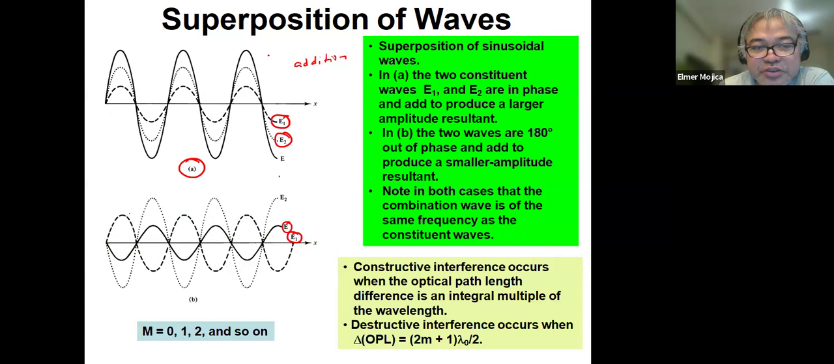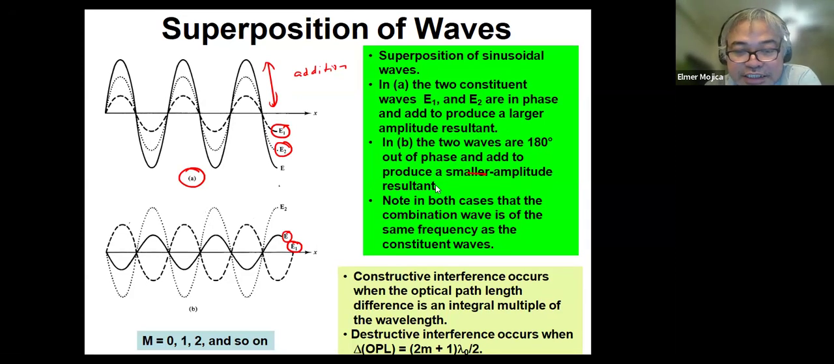So in the first one, you produce a higher amplitude. In the second one, you produce lower or smaller amplitude. But in both cases, you're just adding both of the waves that you have there. Okay? So this is, we could say, the superposition of waves. Superposition of waves is just an example of a transverse wave.